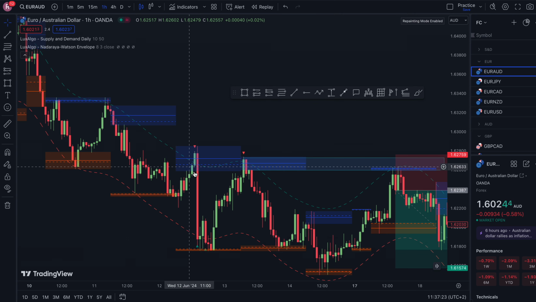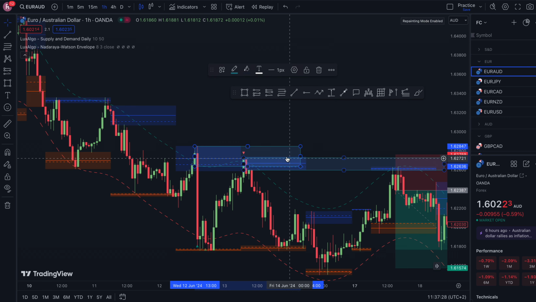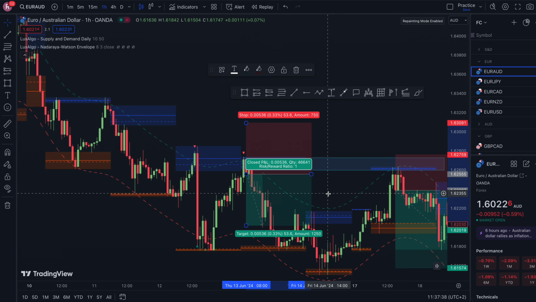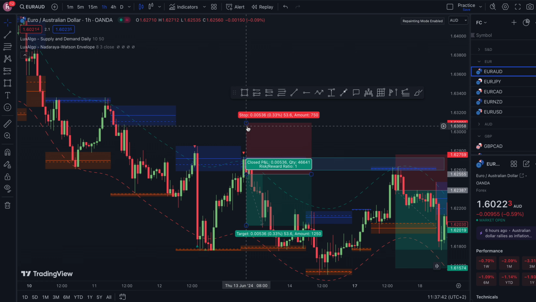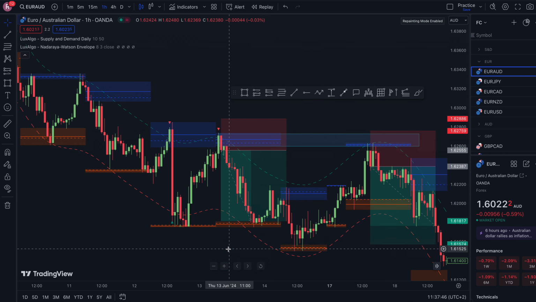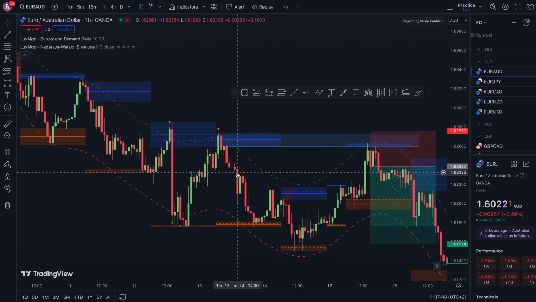Cool. As you can see there, that was also a nice supply zone. I don't need to draw it, it's already drawn here. Price came and broke out of the Nadaraya Watson indicator. That was a nice sell. It broke out of the Nadaraya Watson indicator and gave us a nice sell. And as you can see, that was a beautiful trade.